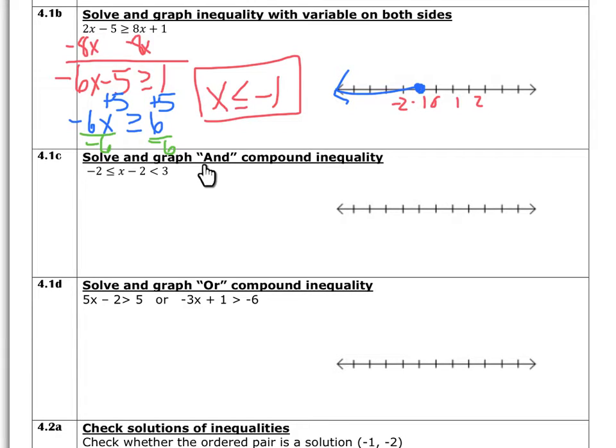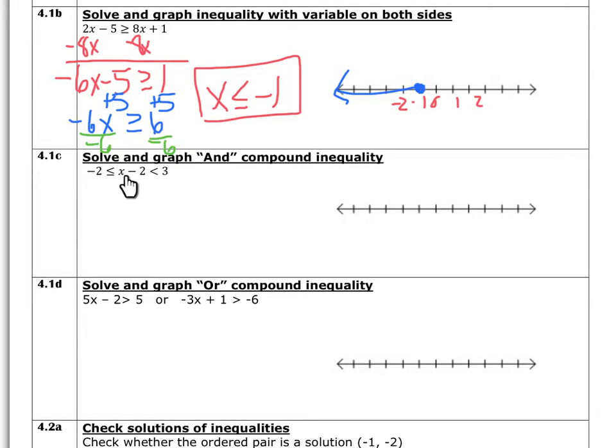4.1c, solve and graph AND compound inequalities. This is called an AND statement, and it's a compound because there's two problems in one. What we're going to do is solve this problem right here at the same time as this side of the problem. What we want to do is get x by itself in the middle.